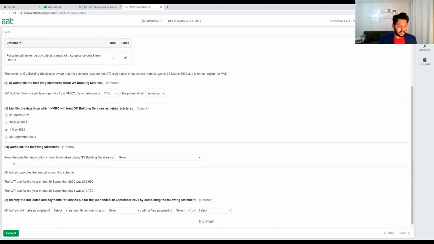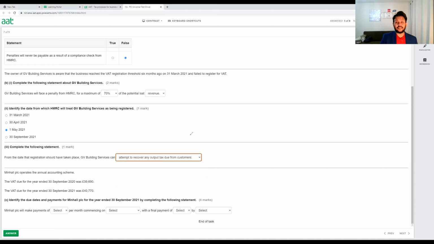All right, the next one is from the date registration should be taking place, GV building service can attempt to recover the output tax due from the customer. So the company can try to get the VAT from the customer. Company can tell the customer that we're supposed to register on 31st of March 2021 and we forgot to do that. So can we have the VAT now? Very unlikely they will give it to you.